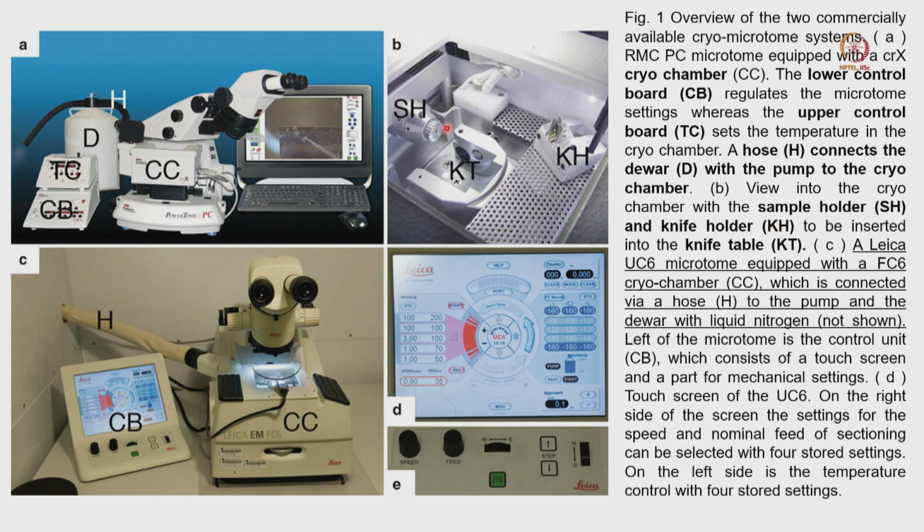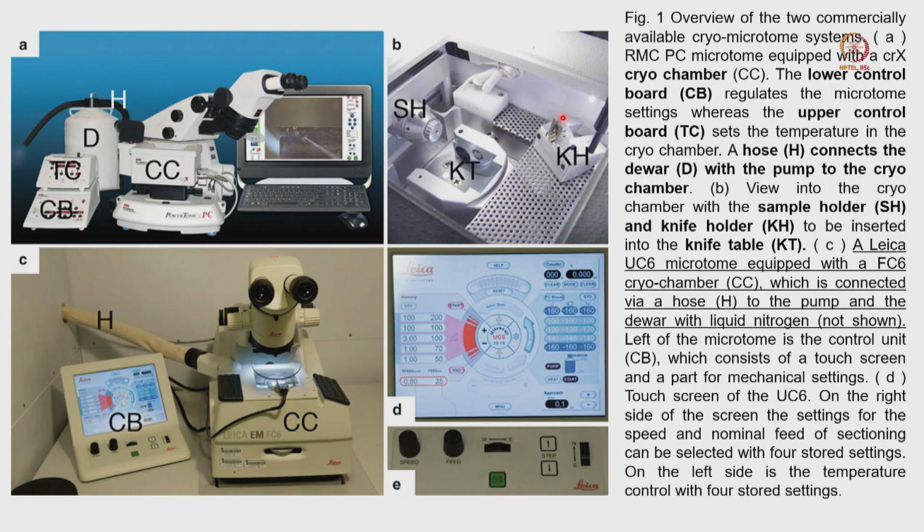Here you have a sample holder that we already discussed previously, where this is the point your sample will be inserted, and here this is the knife holder, that knife will be placed here. So, this is called the knife holder, and this is the knife table. This knife table and knife holder will be placed here. Here you have the knife. This is the glass knife we can see.